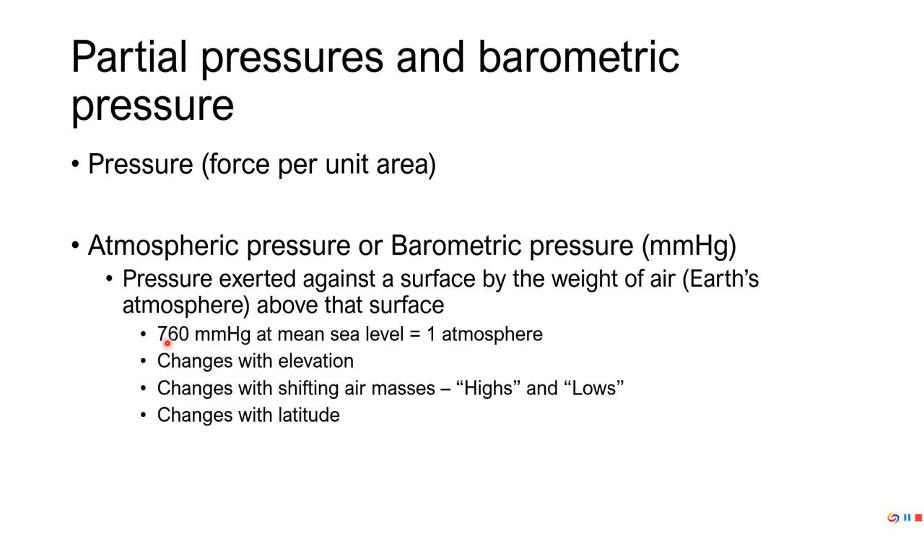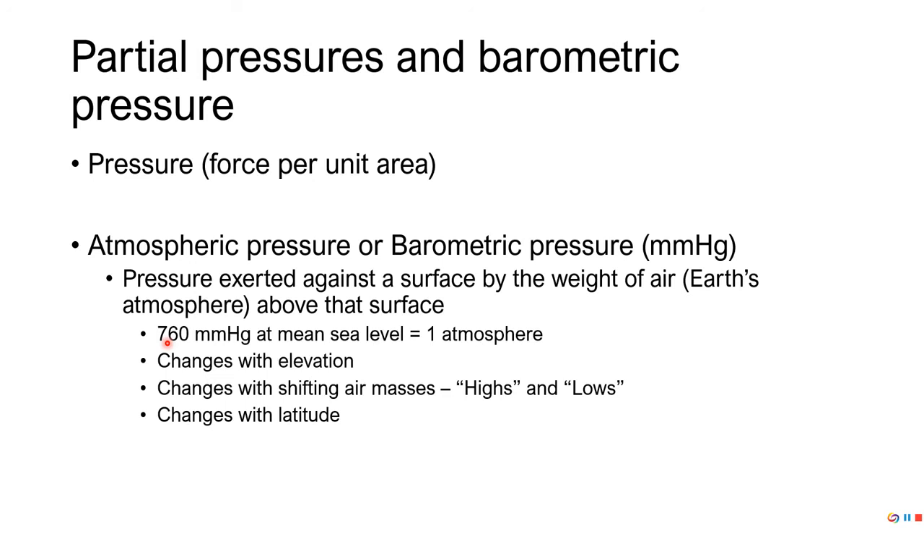So typical pressure at sea level is 760 millimeters of mercury. Sometimes it's referred to as 1 atmosphere, but it's not constant. It can change, okay? And so we can change with high pressure and low pressure systems that you hear about when you watch the weather.